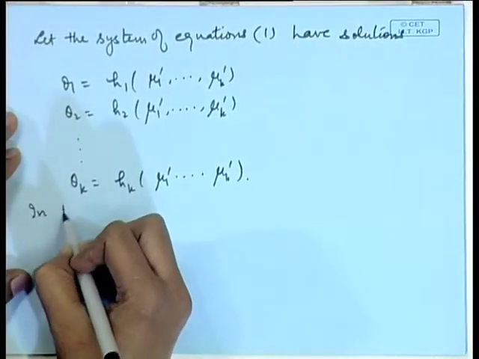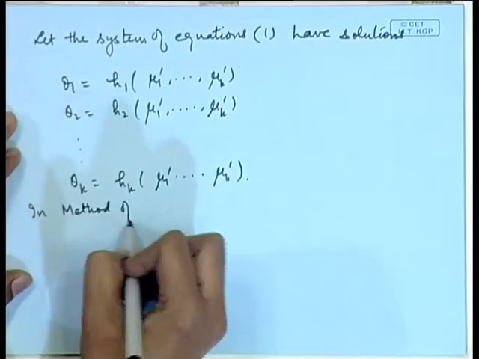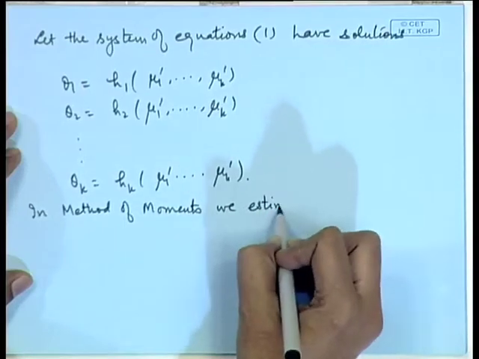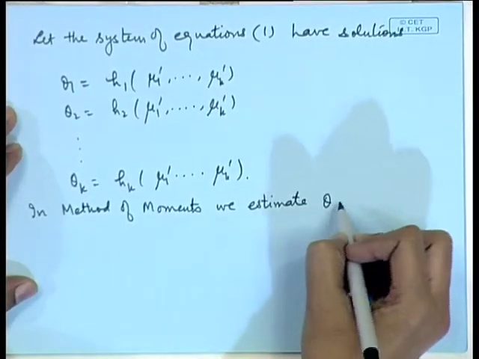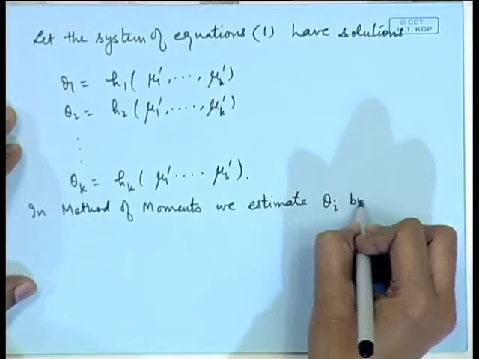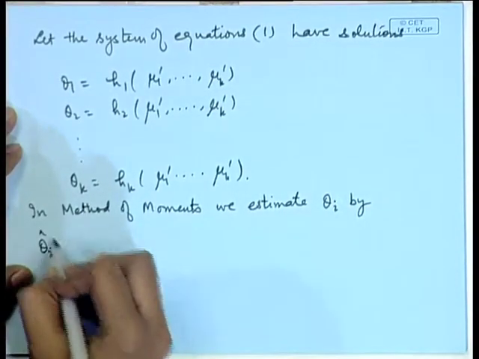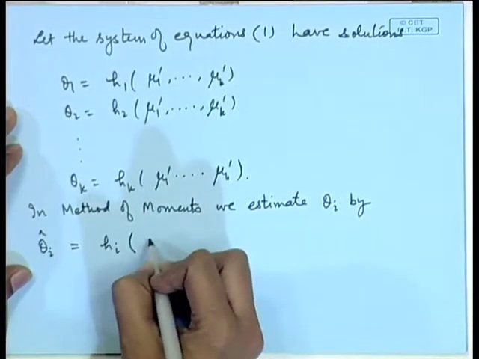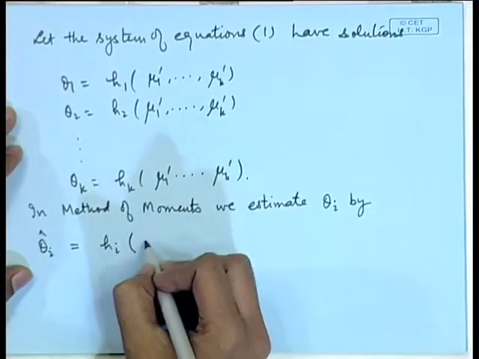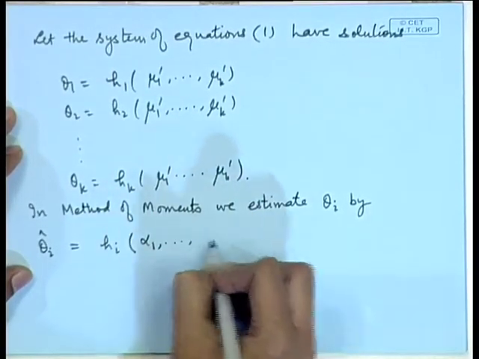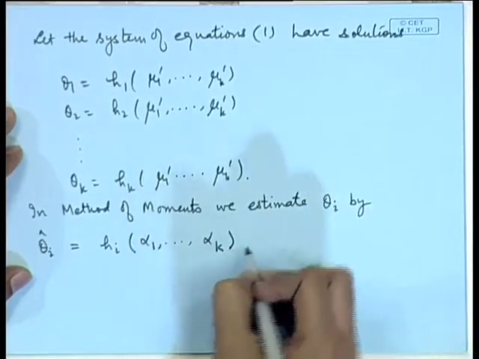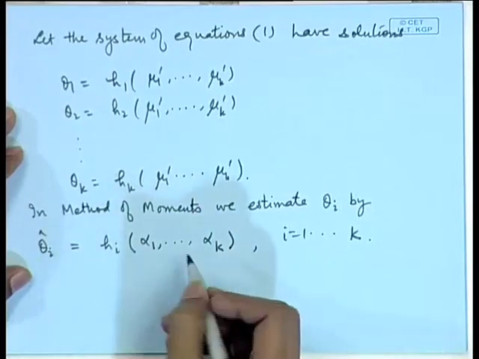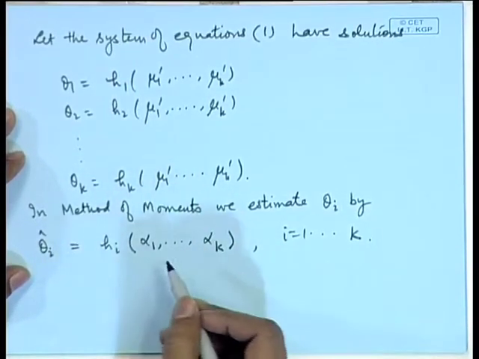In method of moments, we estimate theta i by theta i hat, let me call it h i, and in place of mu 1 prime, mu 2 prime, ..., mu k prime, substitute alpha 1, alpha 2, ..., alpha k for i equal to 1 to k. So, these are called method of moments estimators of the parameters.